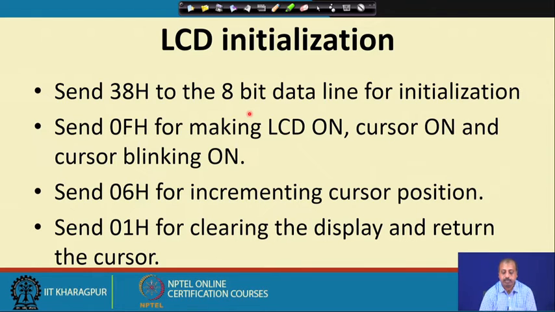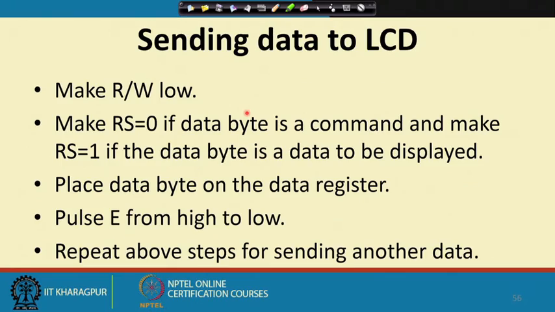Then we want to go to the next position of the cursor. So, we can send 06 hex for implementing it, and then we send 01 hex to clear the display and return the cursor. So, whatever is there on the display will go off by putting 01 hex. After that, we should make read/write low and make RS equal to 0 if the data byte sent is a command, and RS equal to 1 if you are sending a data byte. So, if you are sending a command byte, then RS equal to 0. If you are sending a data byte, then the data will be displayed.